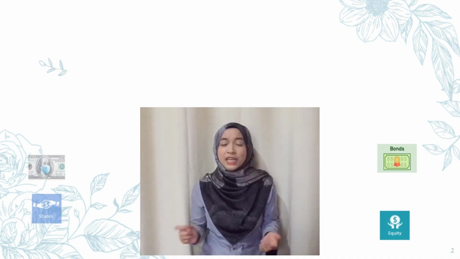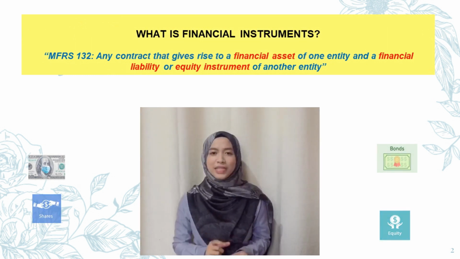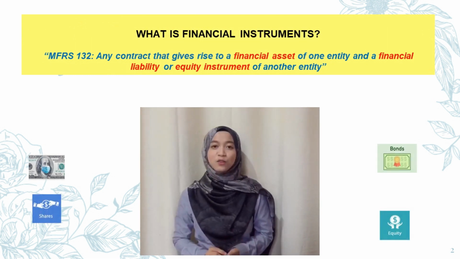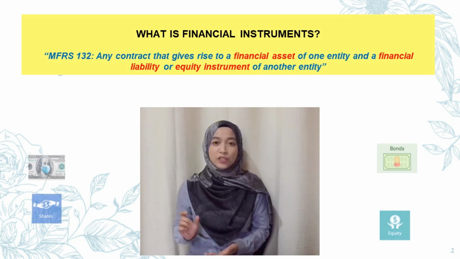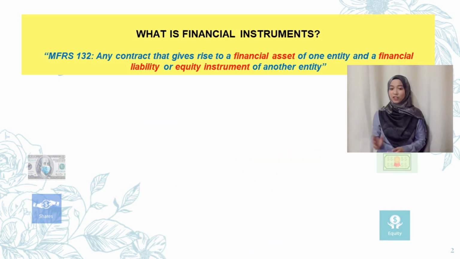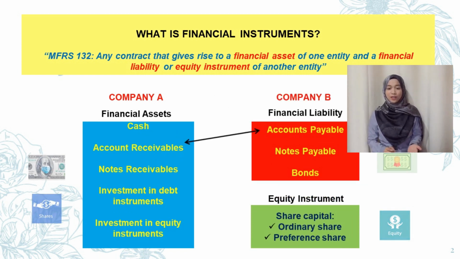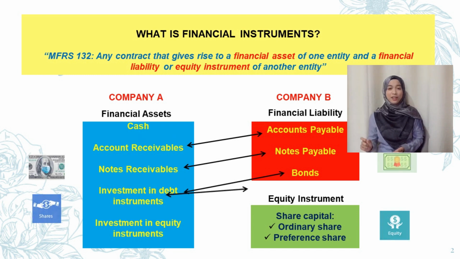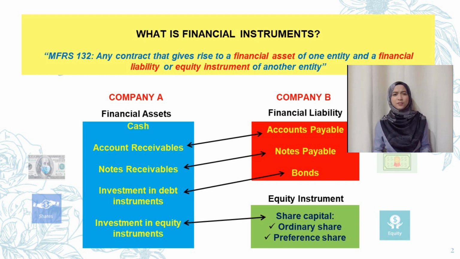Financial asset is one of the components of a financial instrument. Then, what is a financial instrument? In accordance with MFRS 132, Financial Instruments: Presentation, a financial instrument is any contract that gives rise to a financial asset of one entity and a financial liability or equity instrument of another entity. Based on the diagram, we can see that Company A represents the financial asset, while Company B represents the financial liability and equity instrument. So, you already know about the financial instrument. Then, let's proceed to what actually a financial asset is.